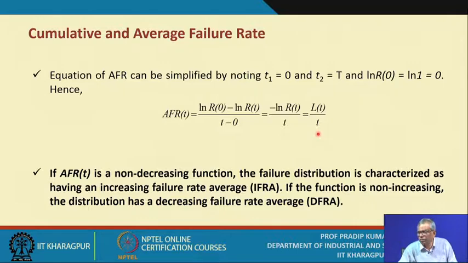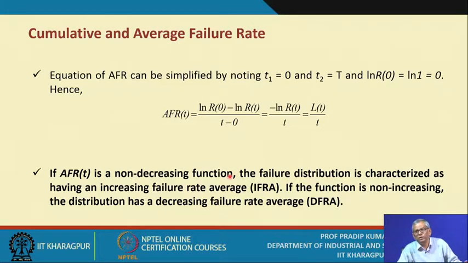So ln divided by lt divided by t. So that is a particular case. Is it okay? So you compute when the general expression of AFR is known. So you get the particular values of t, and then you get for the corresponding time period what is the average failure rate.